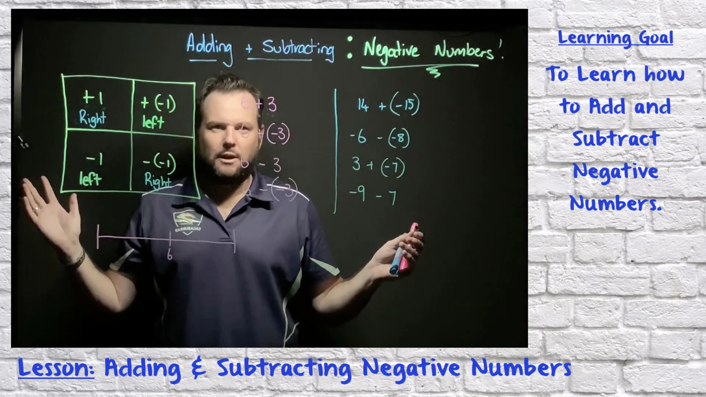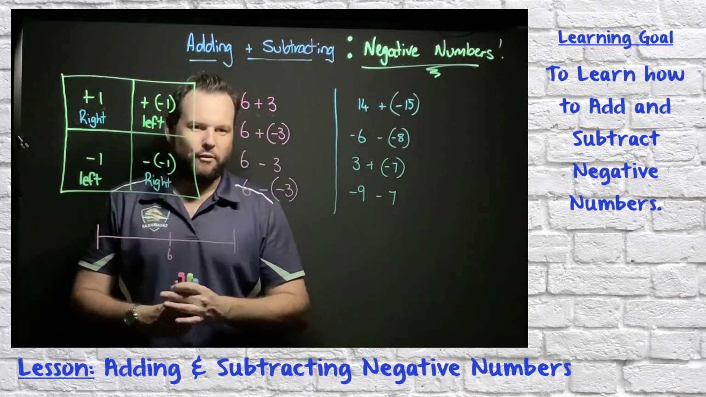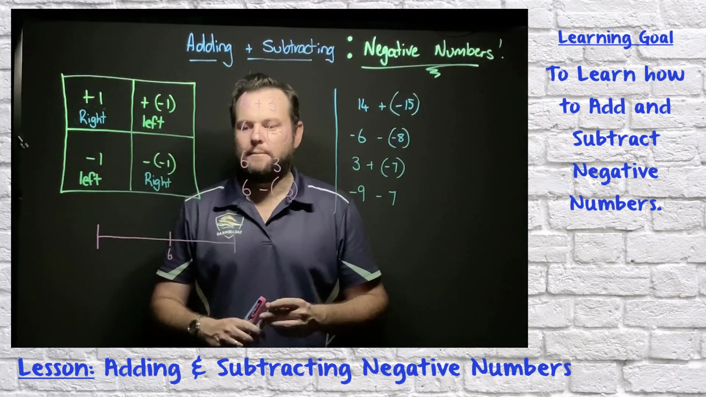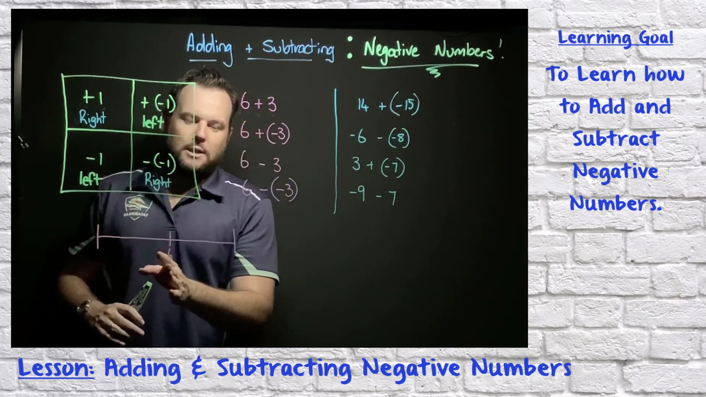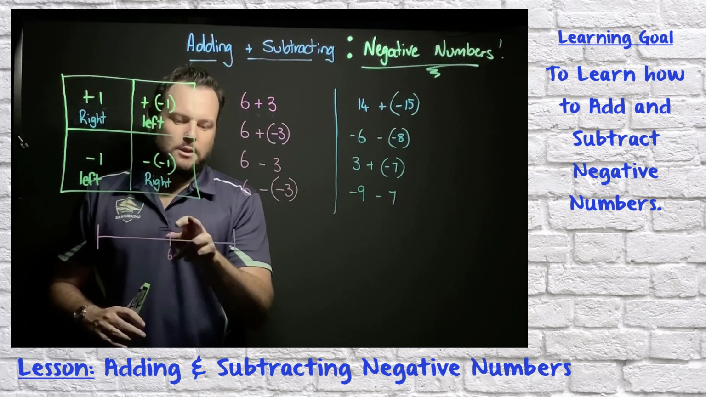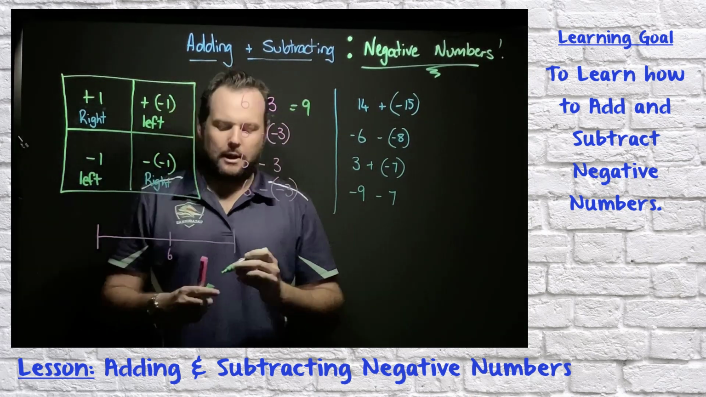That's something you've been doing for years. This isn't a hard question. 6 plus 3 is something you've been doing for a very long time. Let's not confuse that. However, it's important that we understand why we use this. So 6 plus 3, we move 3 places right on the number line, which takes us to 9.